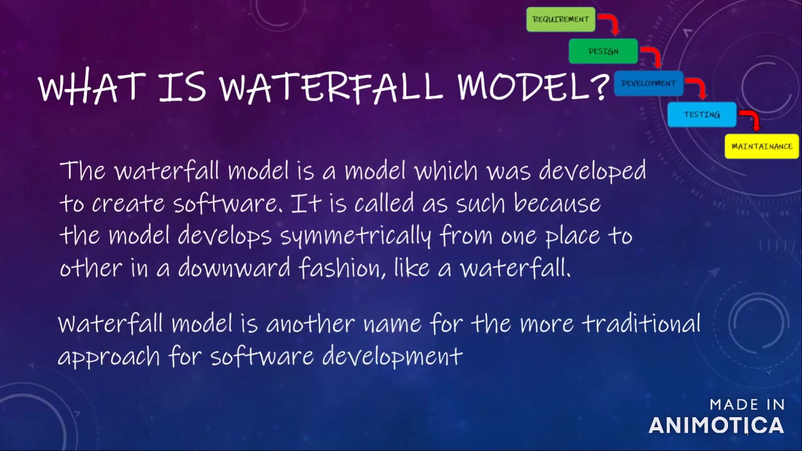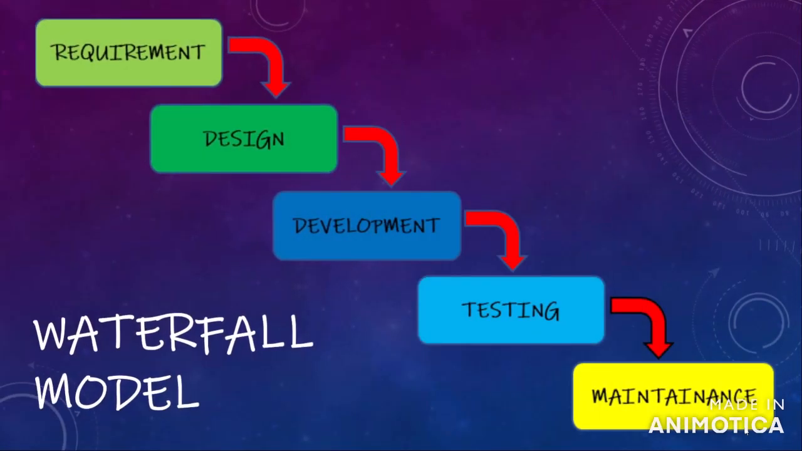What is Waterfall model? The waterfall model is a model which was developed to create software. It is called as such because the model develops symmetrical from one place to another in a downward fashion like a waterfall. Waterfall model is another name for the more traditional approach for software development. This is the waterfall model. The initial phase is requirements, then design phase, then development phase, then testing phase, and finally maintenance phase.